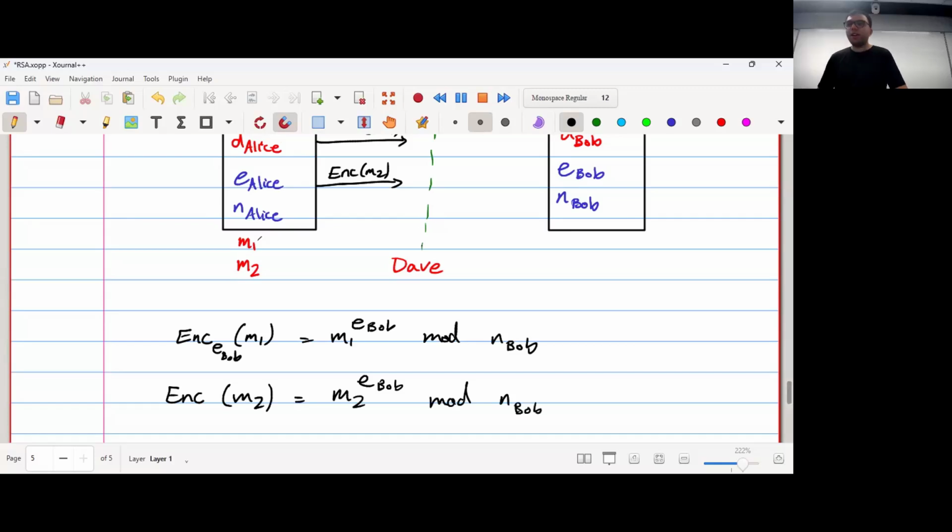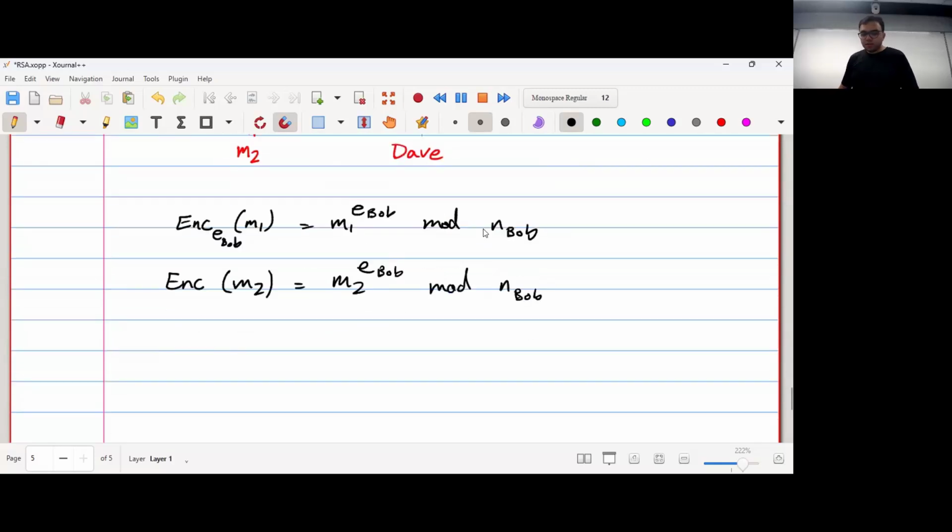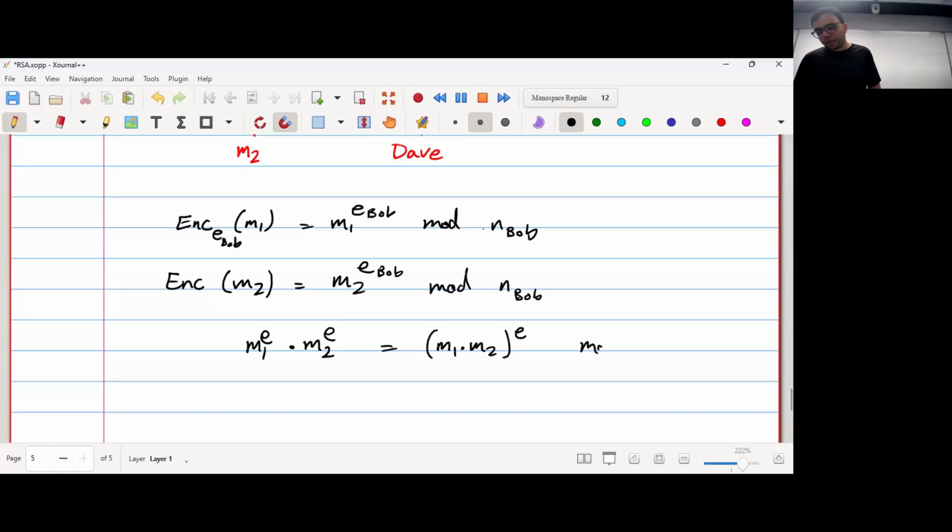Okay. So what Dave can do is he can take these two things and multiply them together, right? So I'm not going to write E sub Bob anymore. I'm just going to write E, but I mean E of Bob, right? So he knows M1 to the power of E. He knows M2 to the power of E. He can multiply them together, and this gives M1 times M2 to the power of E. Okay? And again, this is all modulo N of Bob. Okay.